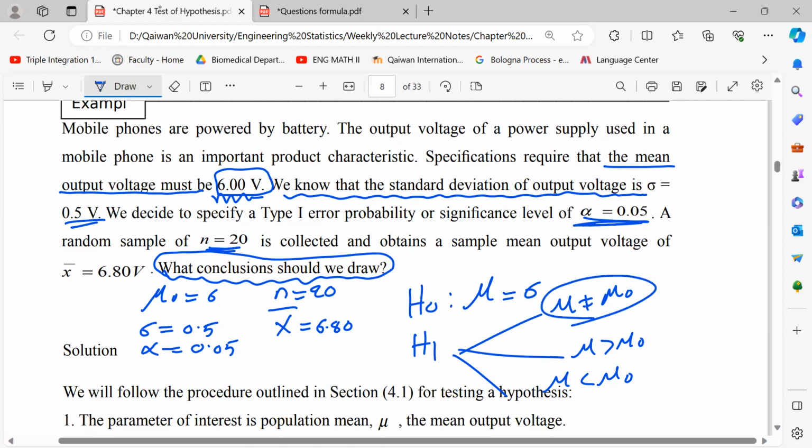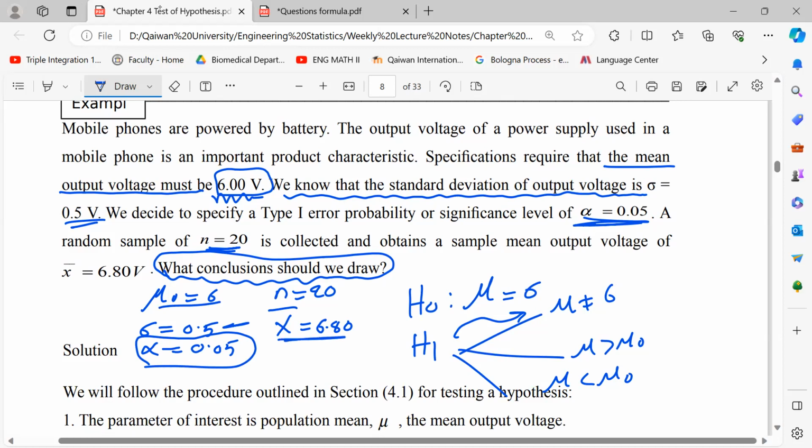We take this one. So now H1 is mu doesn't equal mu naught, which is 6. These are the hypotheses. Look, this is the level of significance. This is mu naught, this is 6, I mean sigma, and this is the sample mean, and this is n. We have been given this information.